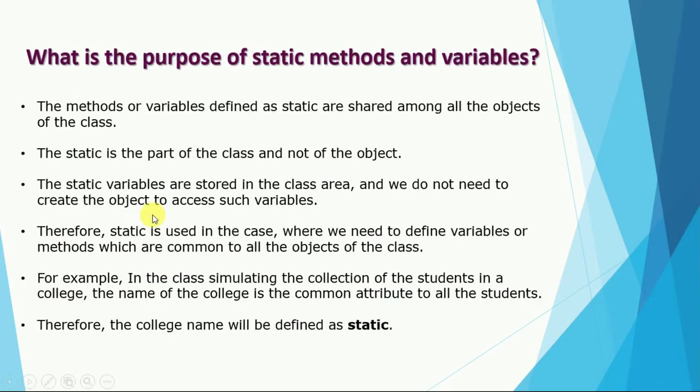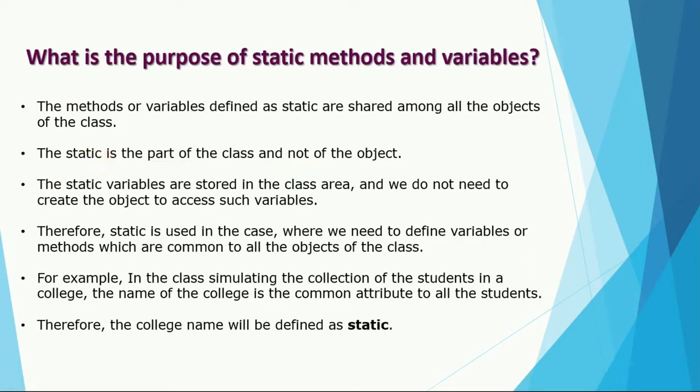So next is, what is the purpose of static methods and variables? We already discussed static methods, variables, and static classes. So what is the purpose of static methods and variables? The methods or variables defined as static are shared among all the objects of a class. The first and most important difference is that static is a part of a class and not of an object.